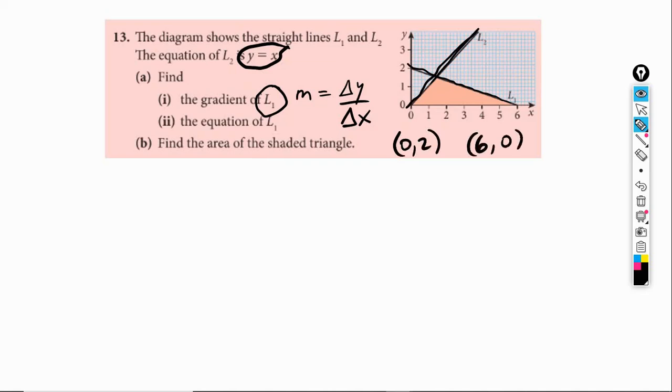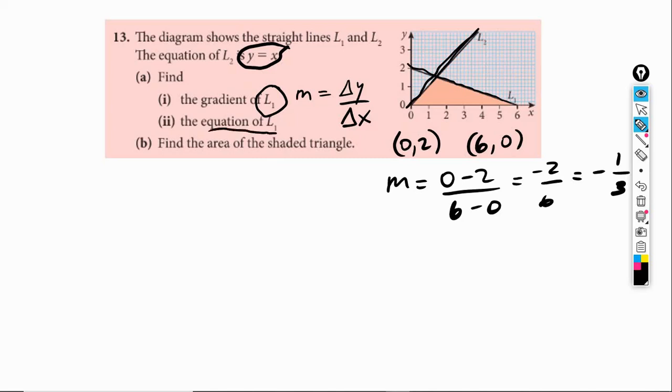So using this, we can say that the gradient is equal to the difference in y, that would be 0 minus 2 for y, and 6 minus 0 for x. Notice that this gives us negative 2 over 6, which we can simplify to minus 1/3. So that would be the gradient. In part 2, it says find the equation of L1.